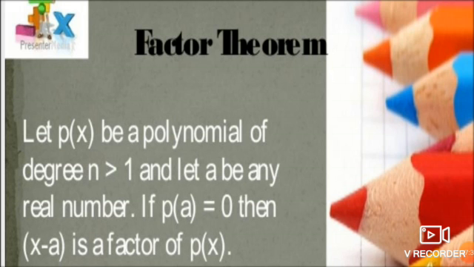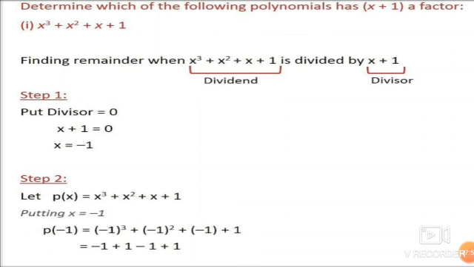Okay, next. Factor theorem. Let p of x be a polynomial of degree n greater than or equal to 1 and let a be any real number. If p of a equals 0, then x minus a is a factor of p of x. Next, determine which of the following polynomials has x plus 1 as a factor. This is very important for your further concepts. You can observe carefully.